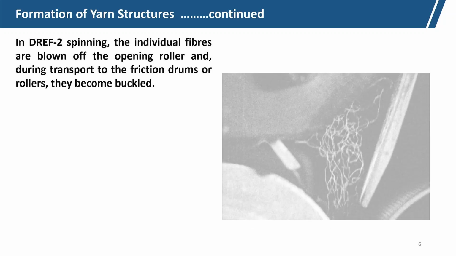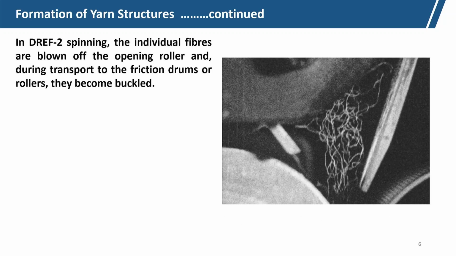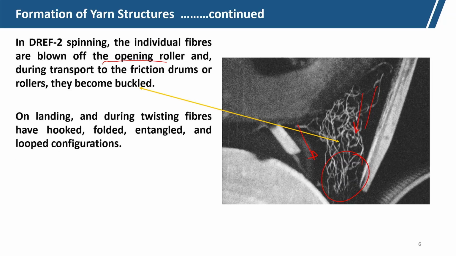In friction spinning, the individual fibers are blown off the opening roller, and during transmission, during the transport, they get buckled. Okay, they have become buckled. On landing and during the twisting of fibers, they are hooked, folded, entangled, and in a looped configuration. So, they come in random fashion.